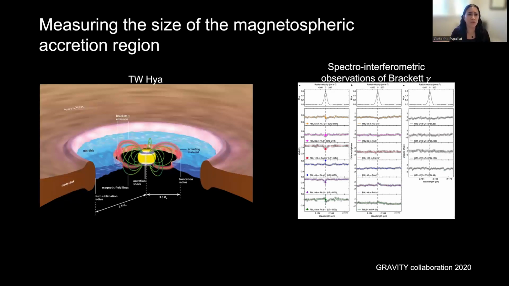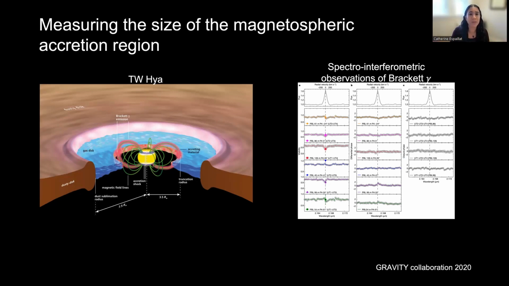But first, I just wanted to show you some observations that were taken of TW Hydra using the Brackett gamma line, which identified the innermost gas truncation radius of the disk of TW Hydra and isolated it from the more distant dust sublimation radius of TW Hydra. So it is possible to use spectral interferometric observations to do this, but again, it's just for the closest stars like TW Hydra.